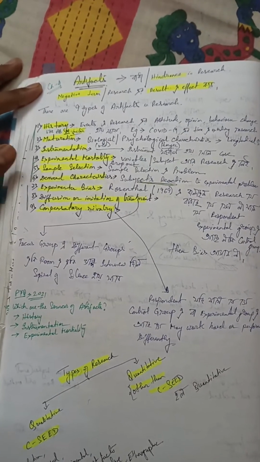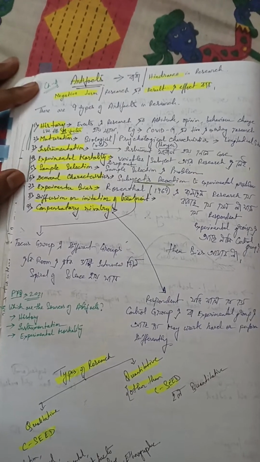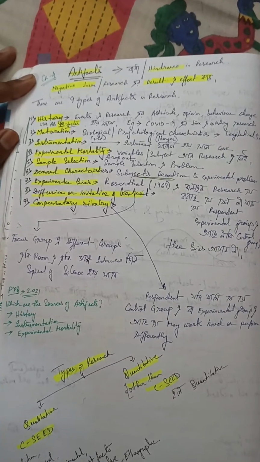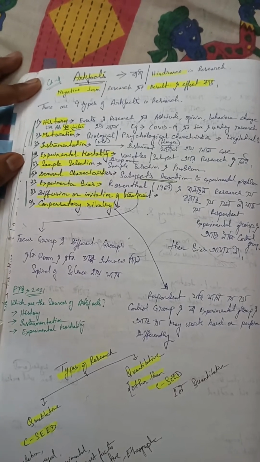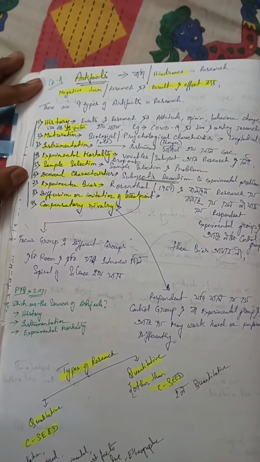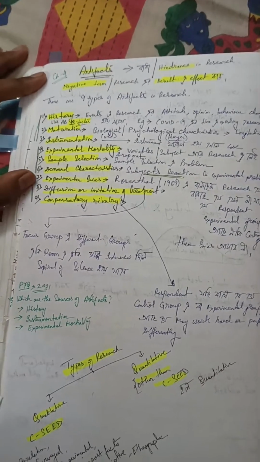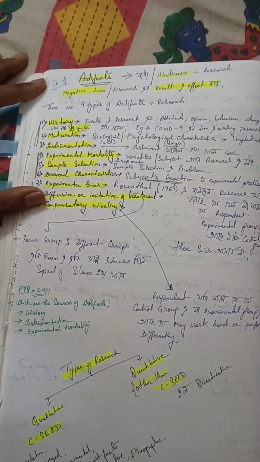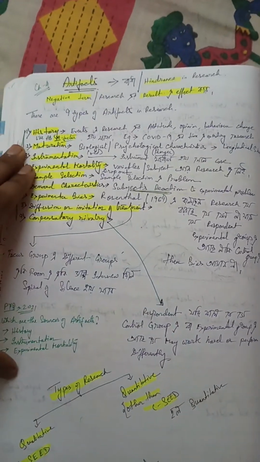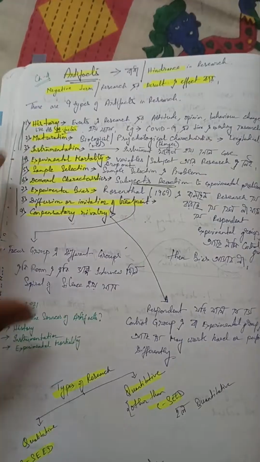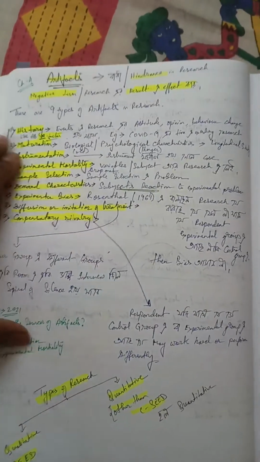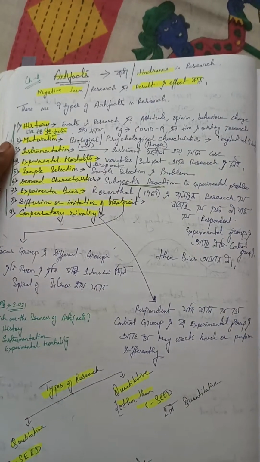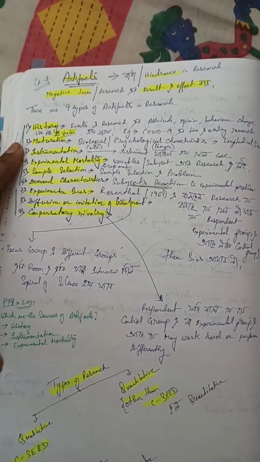There come direct questions on artifacts. How many types of artifacts are there? As we know, there are 9 types of artifacts, which are history, maturation, instrumentation, experimental mortality, sample selection, demand characteristics, experimenter bias, diffusion or imitation of treatment, and compensatory rivalry. History means the events while conducting the research, the researcher's opinion and behavior change. Maturation means that while conducting the research, the sample gets matured, especially in a longitudinal study.